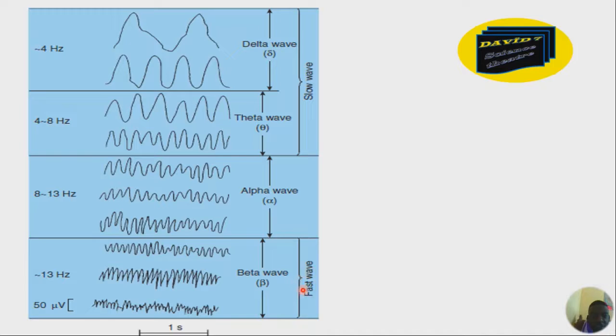It is a faster wave. Then we have the delta and theta, which are the slowest waves. Frequency is the number of cycles per second. If it is 30, it means that it is very fast. So you can see alpha has an amplitude of 50, and its frequency is 8 to 13.